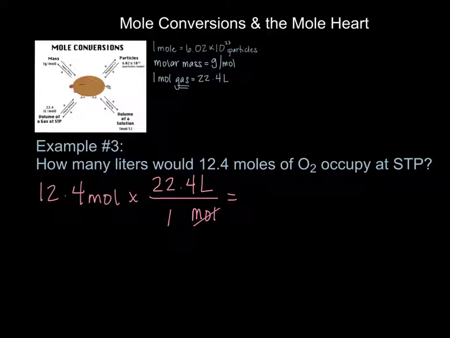So now my moles are going to cancel, and 12.4 times 22.4, and I'm going to get 277.76 liters of O2 gas. And even though this is a diatomic molecule, notice I didn't have to multiply anything by 2, because this molar volume is always going to be 22.4 liters, whether your gas is diatomic or not.